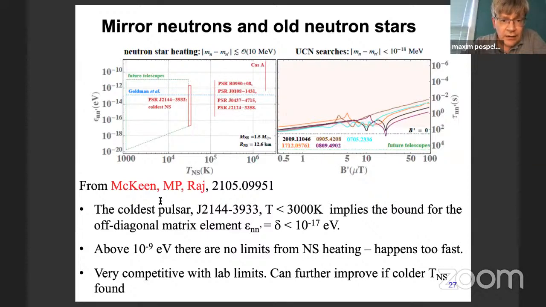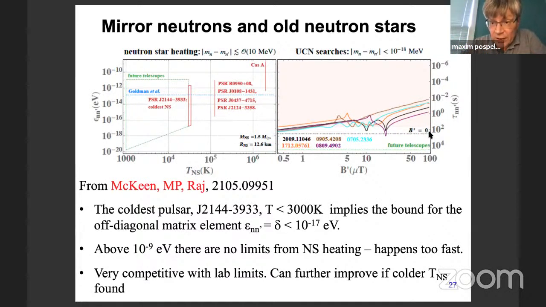So looking at this, from our latest paper with Nirmala and David, looking at the coldest neutron star reported in the literature, whose limits on the temperature are at the level of 3000 kelvins, you can set very, very strong bounds on the possible off-diagonal matrix element at the level of 10⁻¹⁷ electron volts. Above this level, basically, you cannot set any limits because the conversions will occur very quickly, and maybe there are some other limits, but not the ones that we have considered.